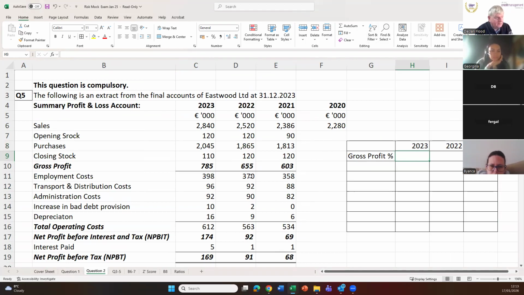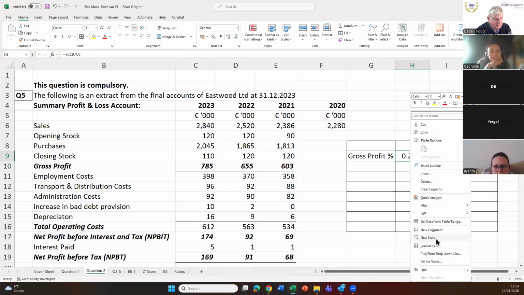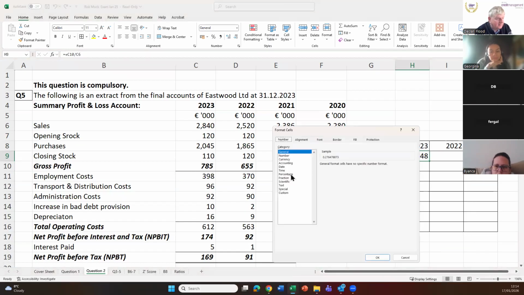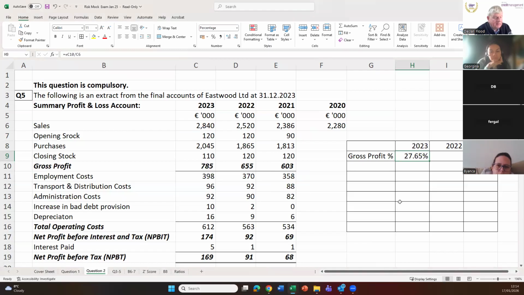So what's my gross profit percent? My gross profit percent is my gross profit divided by my sales, isn't it? So I got 0.27 there. If you format your cells to show percentage, now we've 27.65. And I'll show you a trick here because I have done it in tabular format and those numbers are beside the other numbers. If I do that, it'll calculate the gross profit for the other years as well.